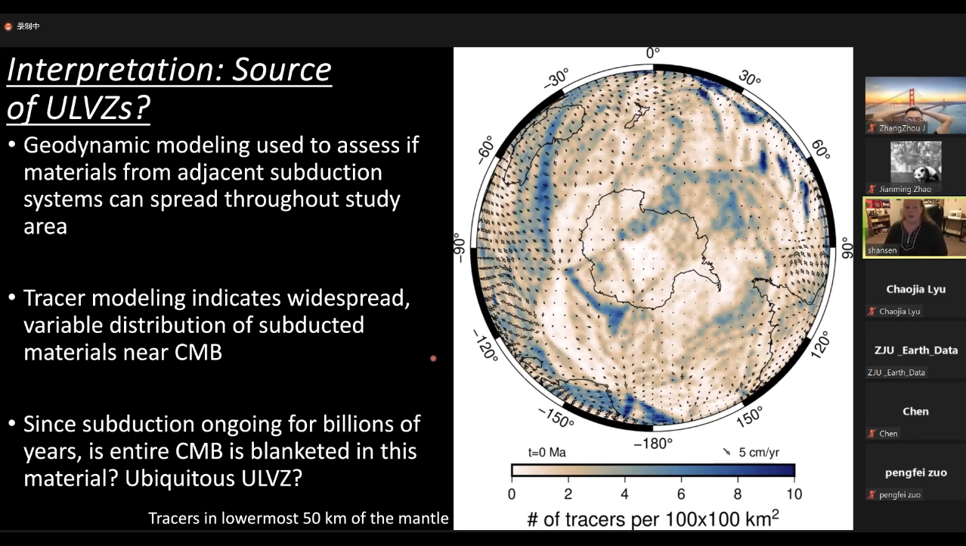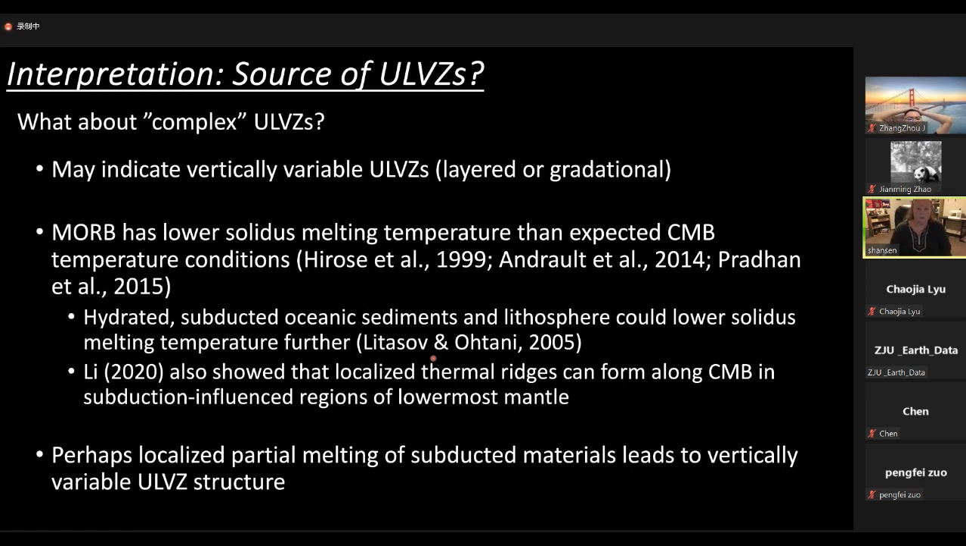So I just want to take a minute and come back to those complex ULVZs that I mentioned. These are the ones that we could not fit with our 1D modeling, and again, may indicate some kind of variable vertical structure inside the ULVZs, either some type of layered or gradational velocity structure.